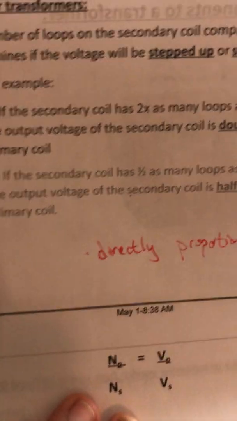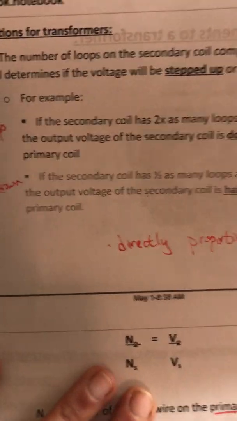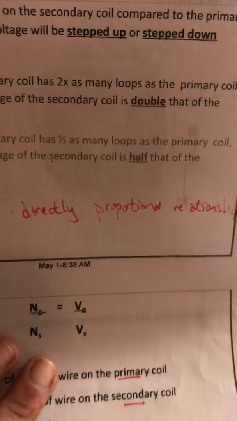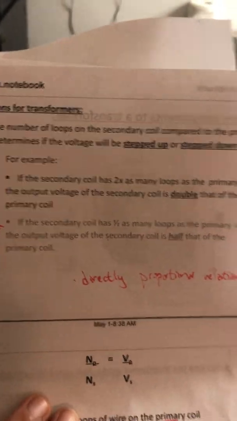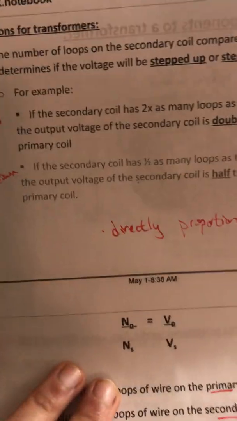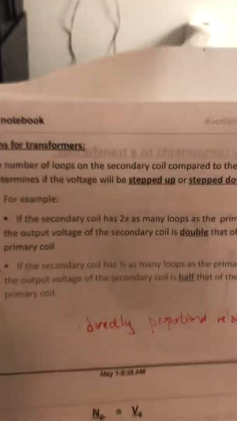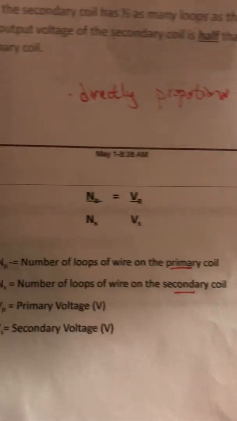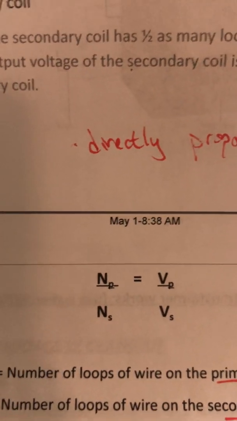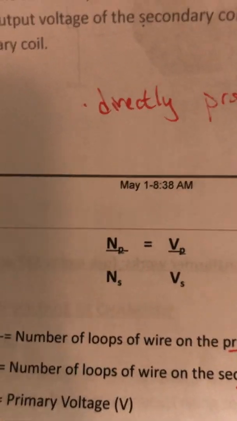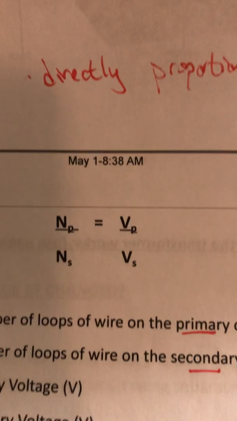If the secondary coil has half as many loops as the primary coil, the output voltage of the secondary coil again is half. So it is directly proportional. What you have to be careful of is how it's worded. If they're referring the secondary to the primary, then it's direct. Remember, if they are talking about the primary and asking about the secondary, then you'd have to go backwards to solve for that. So here's your formula: the number of loops in your primary over the number of loops in your secondary is equal to the voltage in your primary over the voltage in your secondary.